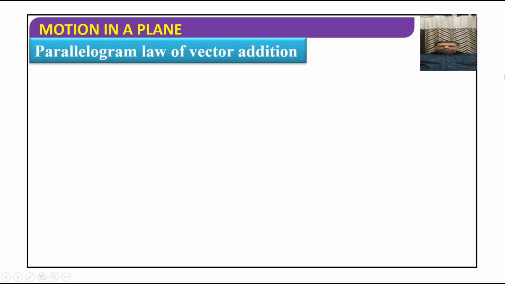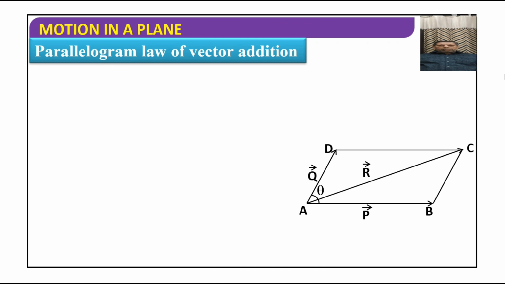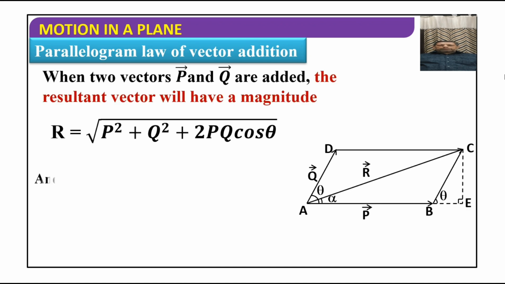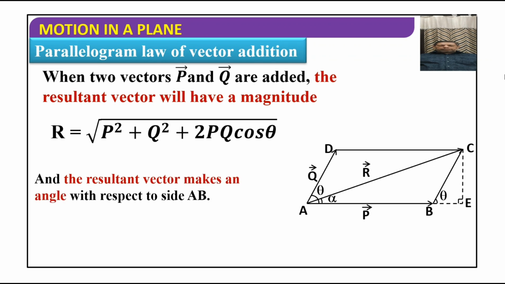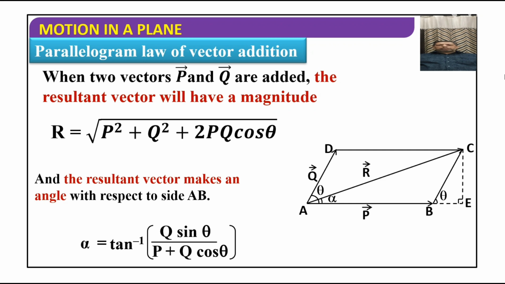Now, when two vectors P and Q are added, the resultant vector will have the magnitude R equal to square root of P square plus Q square plus 2PQ cos theta, and the resultant vector makes an angle with respect to the side AB, alpha equal to tan inverse of Q sin theta over P plus Q cos of theta.